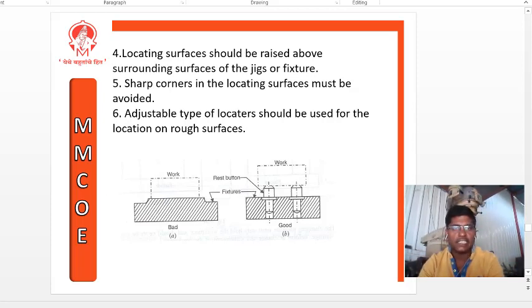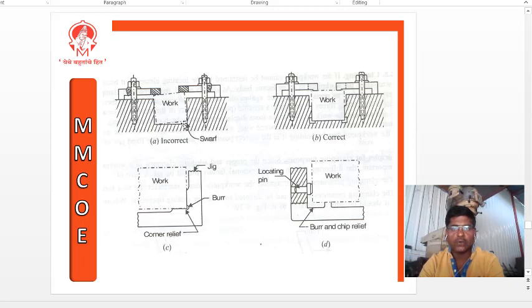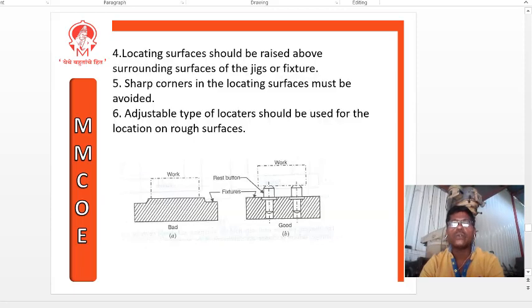Okay, next, sharp corners in the locating surface must be avoided. As we saw in the last figure, these sharp corners will lead to mispositioning of the workpiece, so we have to avoid sharp corners.